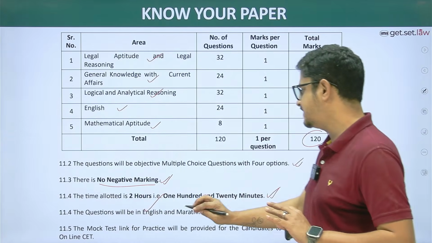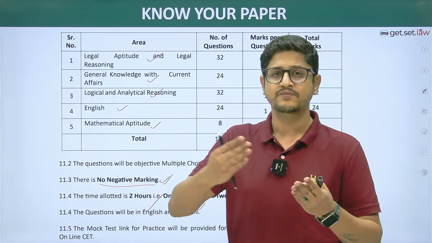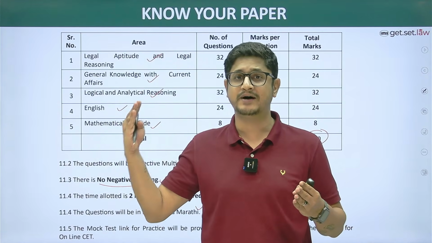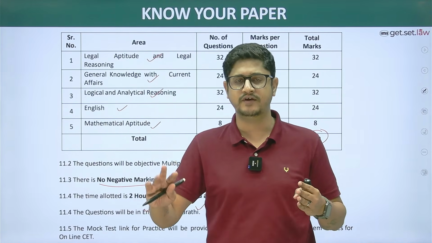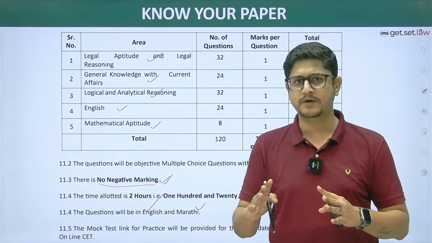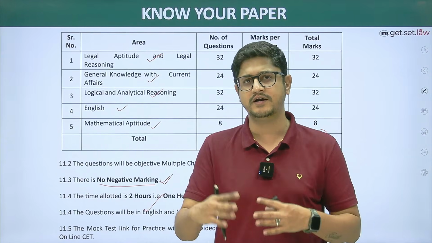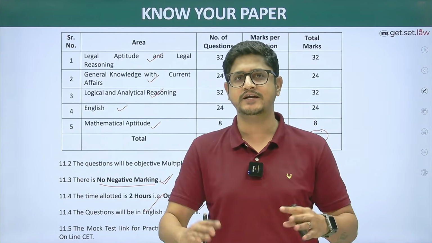And the mock test link for practice is provided to the candidate. This is a very important part which I noticed while filling up the Maharashtra CET application form for 5-year LLB, that there were sample papers on the portal. You can buy those papers. It's a 5+1 paper, that means total 6 papers at a cost of 100 rupees per paper. It's an online test. You go for it.